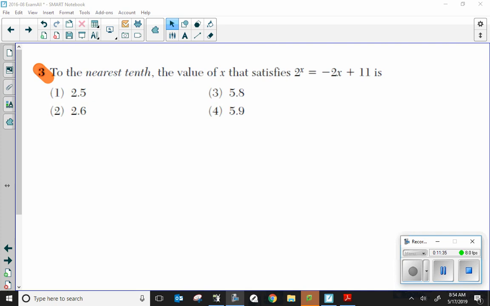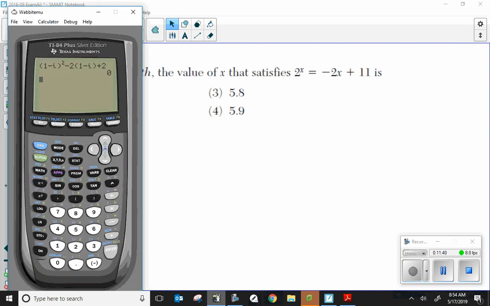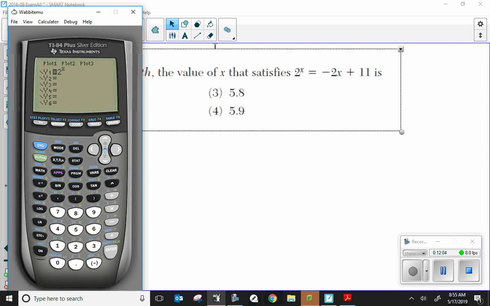You could do this algebraically. It would be a little bit of work, but since we have a calculator, let's just go right to it. How do I figure out the answer for a variable? If I have 2 things equal to each other, I graph them both. And the answer is always where the 2 graphs intersect. So let's go to y equals. I'm going to put 2 to the power of x in my first one. And for y2, I'm going to put this side.